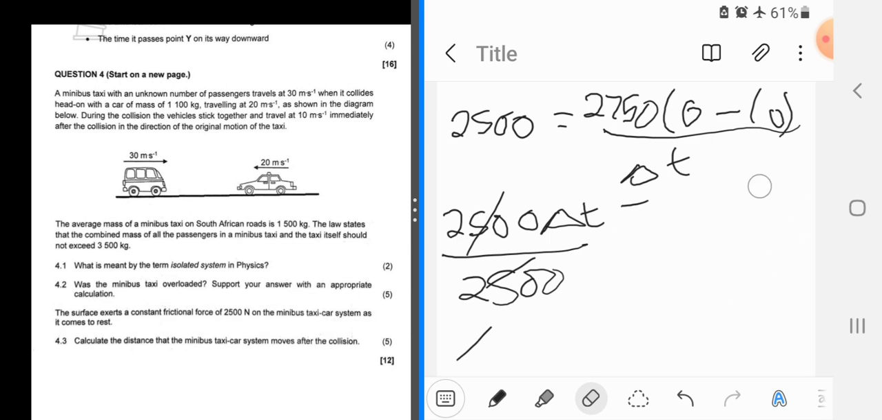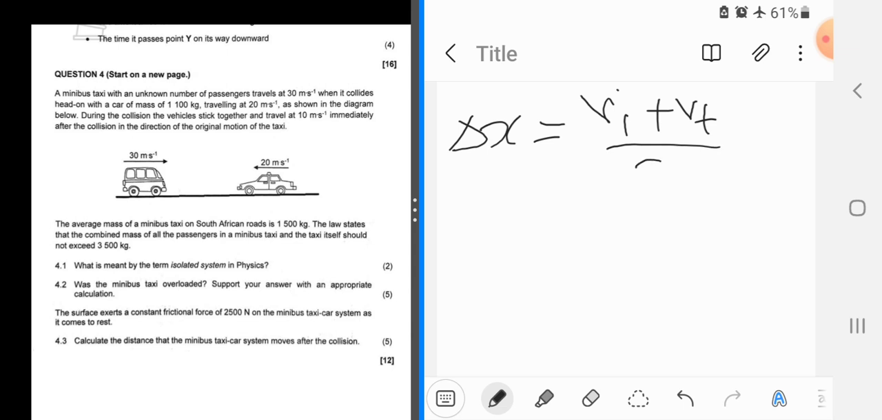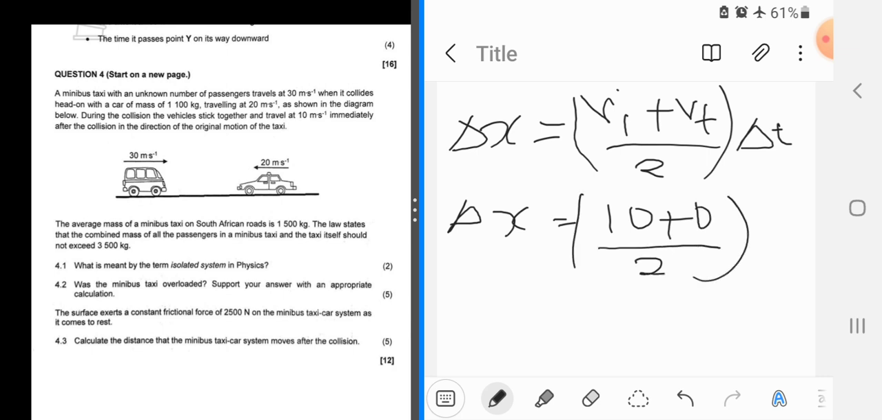Now we can calculate the distance. So for the distance, change in displacement equals initial velocity plus final velocity over 2 times change in time. This is the formula we're going to use. So this equals 10 plus 0 over 2 and then 11. So this will equal 55 meters. This is the answer.